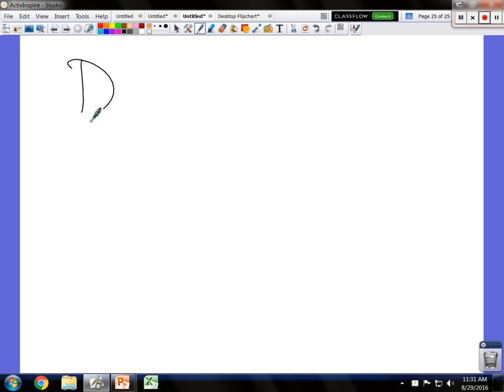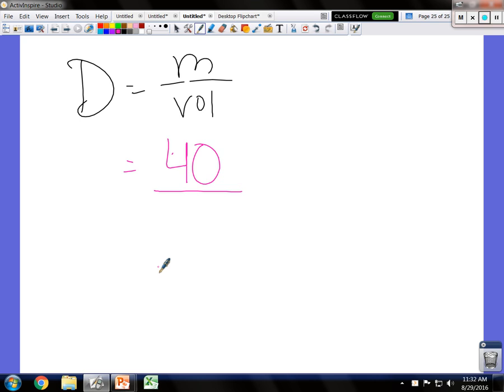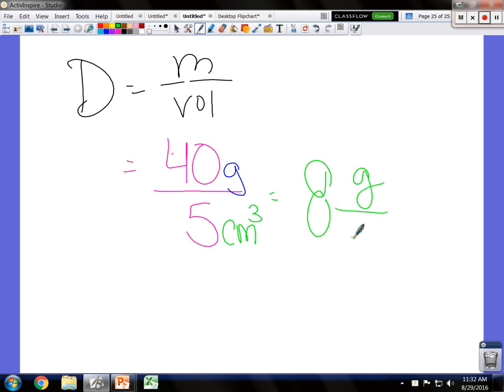And again, this is just if you're so density equals mass divided by volume, and we said it was, let's say 40. Let's make it easy again. Let's say 5. And we said it's 40 grams, and we said it's 5 cubic centimeters. Now, that 5 has already been cubed. Leave it alone. So you just divide the numbers as you see them. So this would be 8 grams per cubic centimeter.